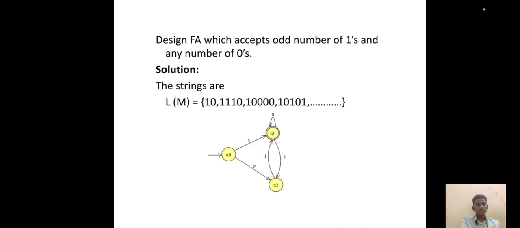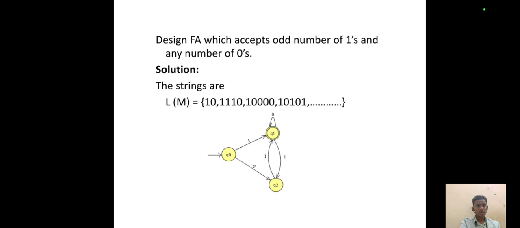Here, design finite automata which accepts odd number of ones and any number of zeros. The solution: the possible strings are L(M) = {1, 01, 10, 0001, 10101}. And in this, the initial state is q0 and the final state is q1.